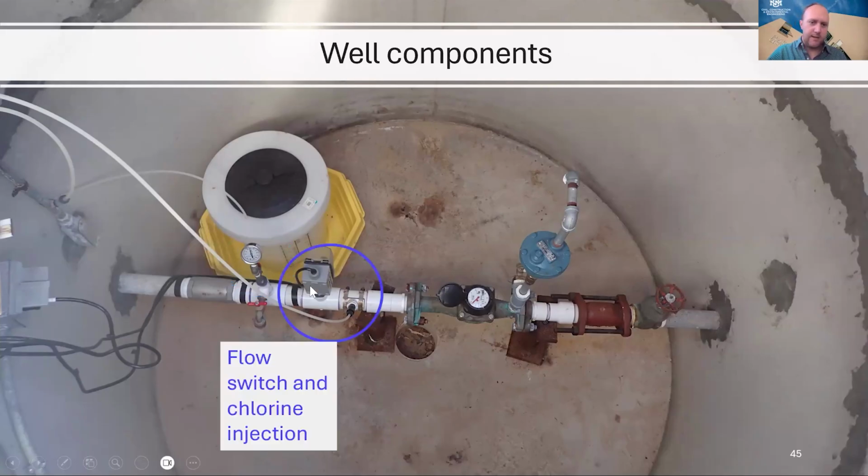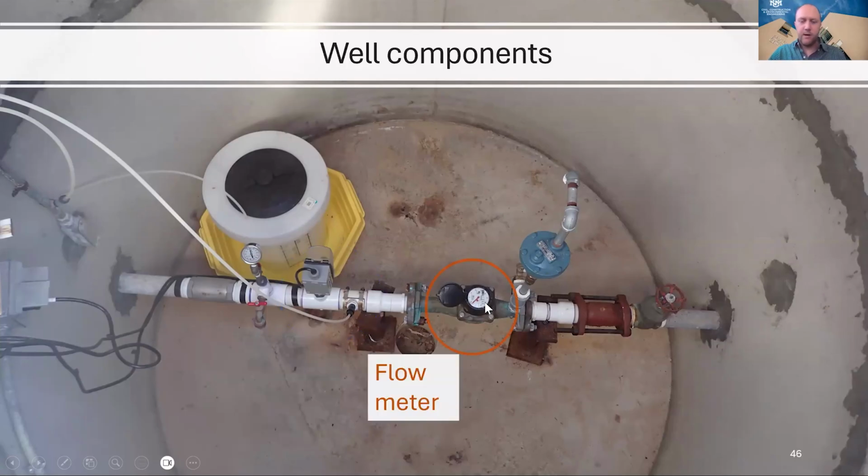Okay, and then these next two things are a flow switch and the chlorine injection. This is more about treatment, so I'm not going to talk about this a whole lot now, but just so you know, that's what that is. And this is chlorine, liquid sodium hypochlorite, that's being injected into this pipe here.